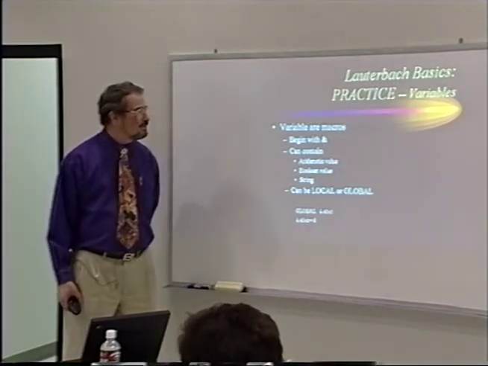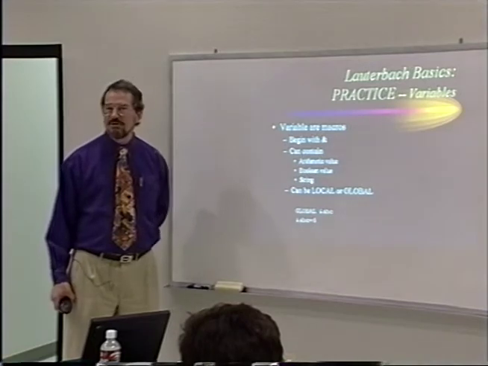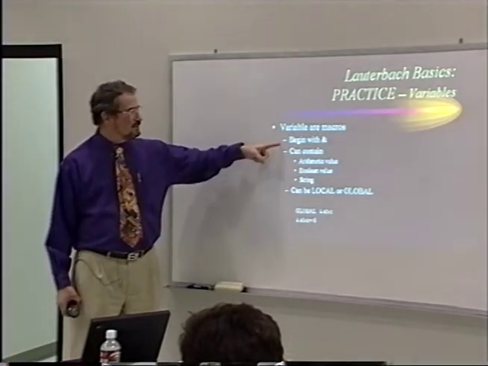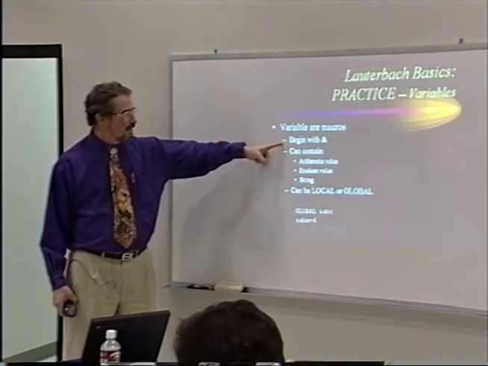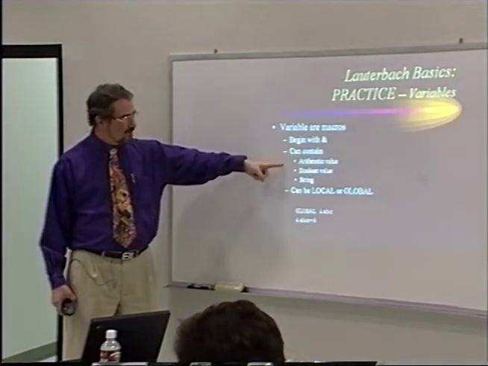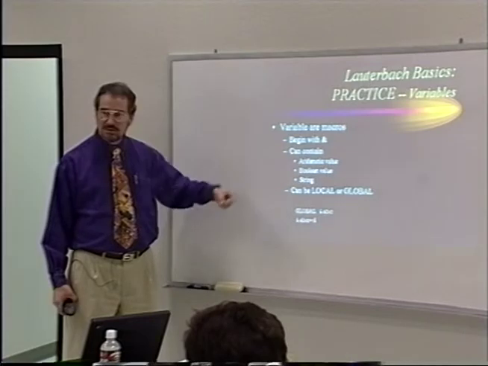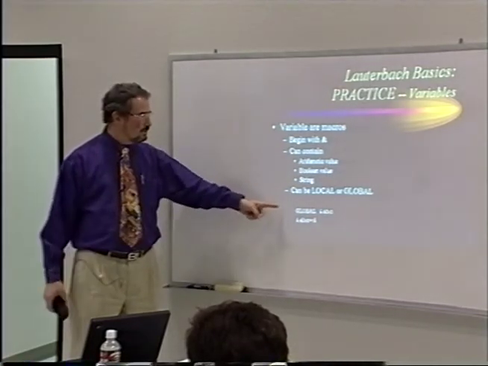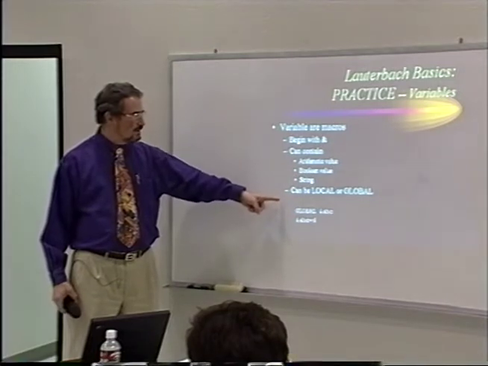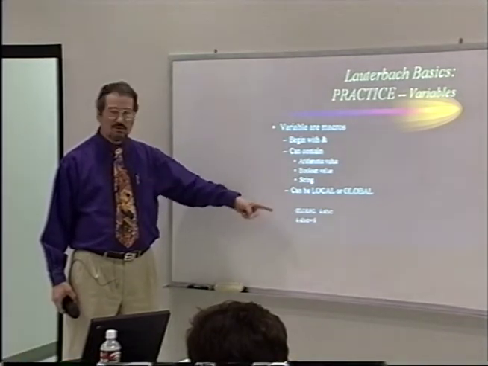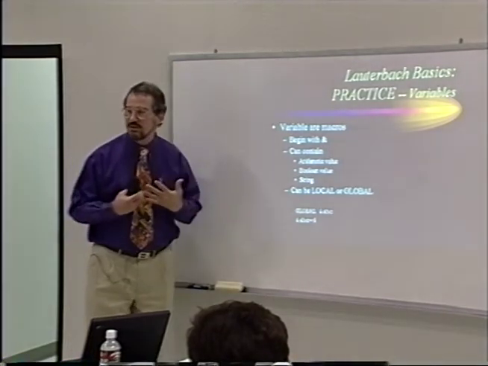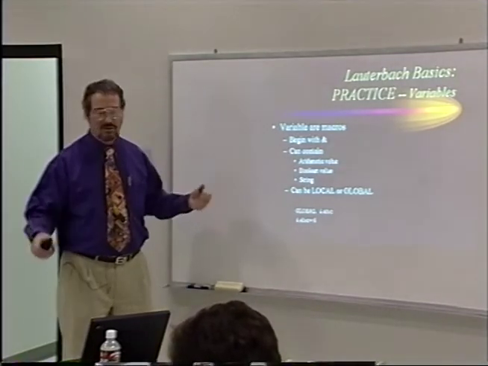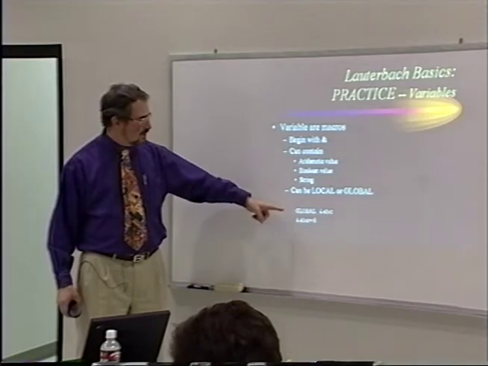To have variables, they actually have something called macros, and the macros are used as variables. A macro begins with an ampersand, and it can contain an arithmetic value, a Boolean value, or a string. They can be local or global. Local means they're just in the module you're in. Global means they're throughout this program that you're executing, even if it calls other modules.